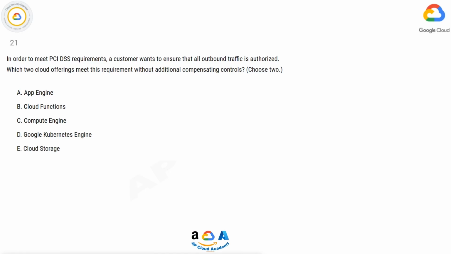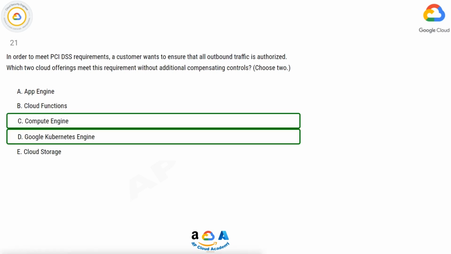21. In order to meet PCI DSS requirements, a customer wants to ensure that all outbound traffic is authorized. Which two cloud offerings meet this requirement without additional compensating controls? Choose 2. A. App Engine. B. Cloud Functions. C. Compute Engine. D. Google Kubernetes Engine. E. Cloud Storage. Correct answer, C, D.